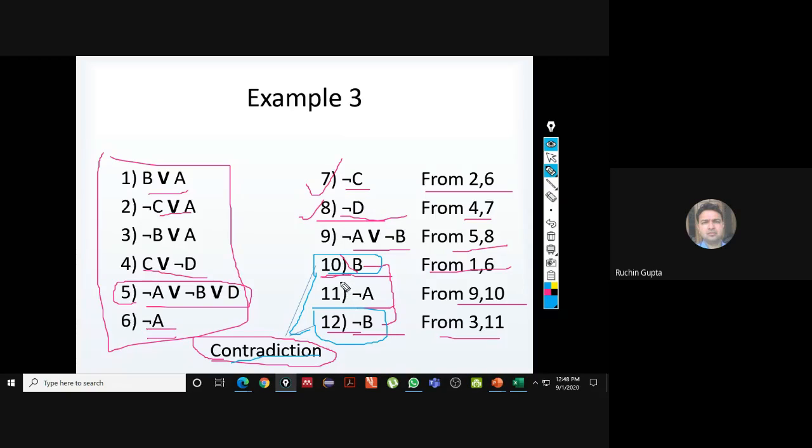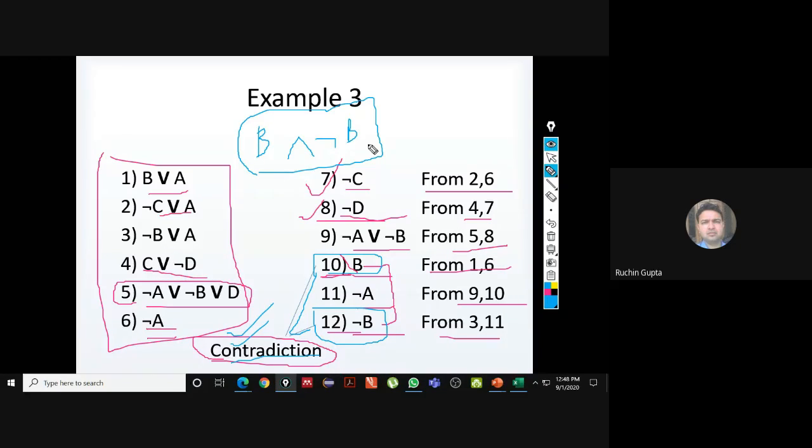So basically when we combine this 10 and 12, this is going to be what? B and logical negation of B, right? B and negation B. And you know that B and negation B is always going to be false, irrespective of the value of B. So it means that we are getting a contradiction.